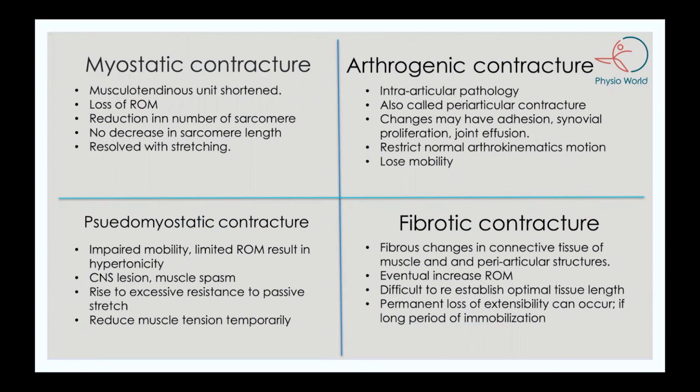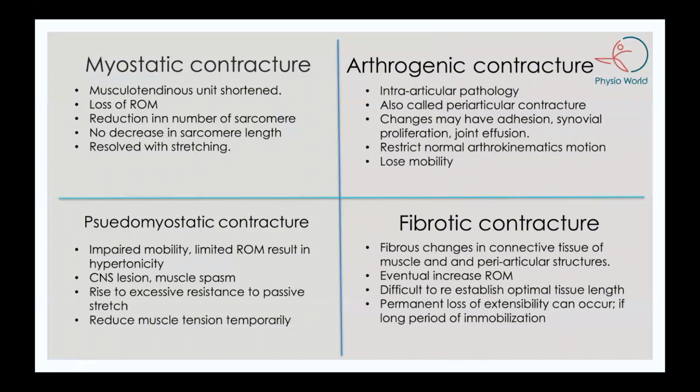Arthrogenic contracture is also called periarticular contracture. It may be caused by intra-articular pathology. In the joint, there may be changes like adhesion formation, synovial proliferation, or joint effusion. Between the joints, there will be a restricted range of motion and they may also lose mobility.